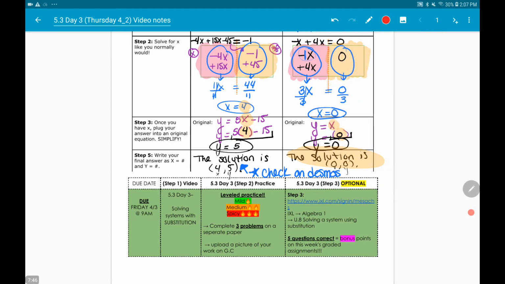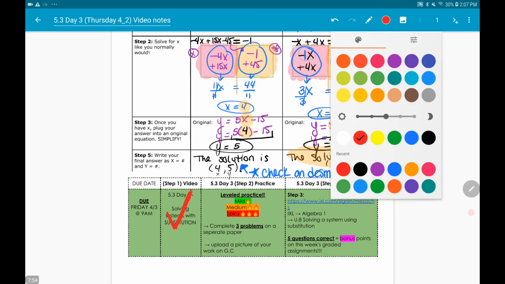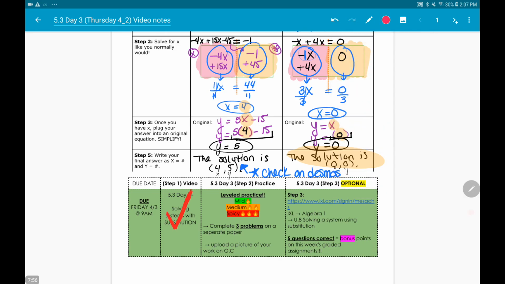Okay, so here's how today is going to work. We just completed today's video, and now you have 2 extra parts. So your first part is leveled practice. Remember, with leveled practice, you get to choose from mild, medium, or spicy. Your goal is to choose 3 problems. Try to choose from 2 different levels. Challenge yourself.